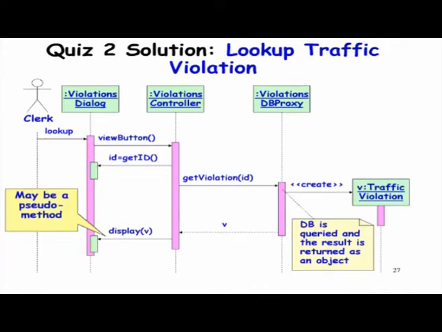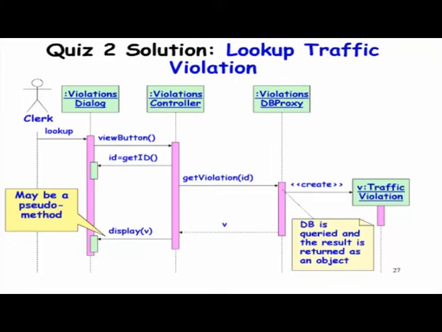If you read through the text, you will see that the different classes are an instance of the violation dialog, the violation controller, the violation database proxy, and then the traffic violation. The proxy actually takes care of invoking the method on the database, so we are not showing the database itself here, just the proxy.